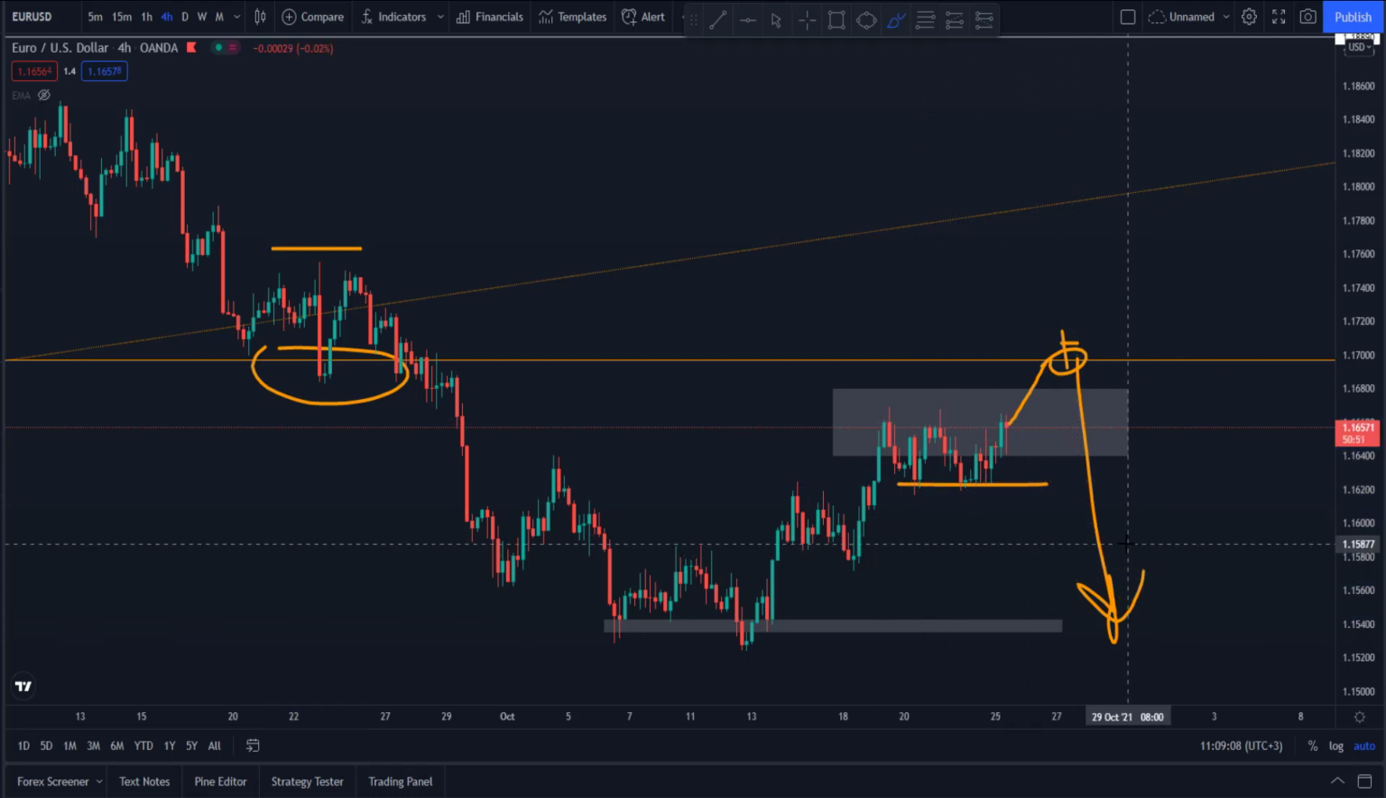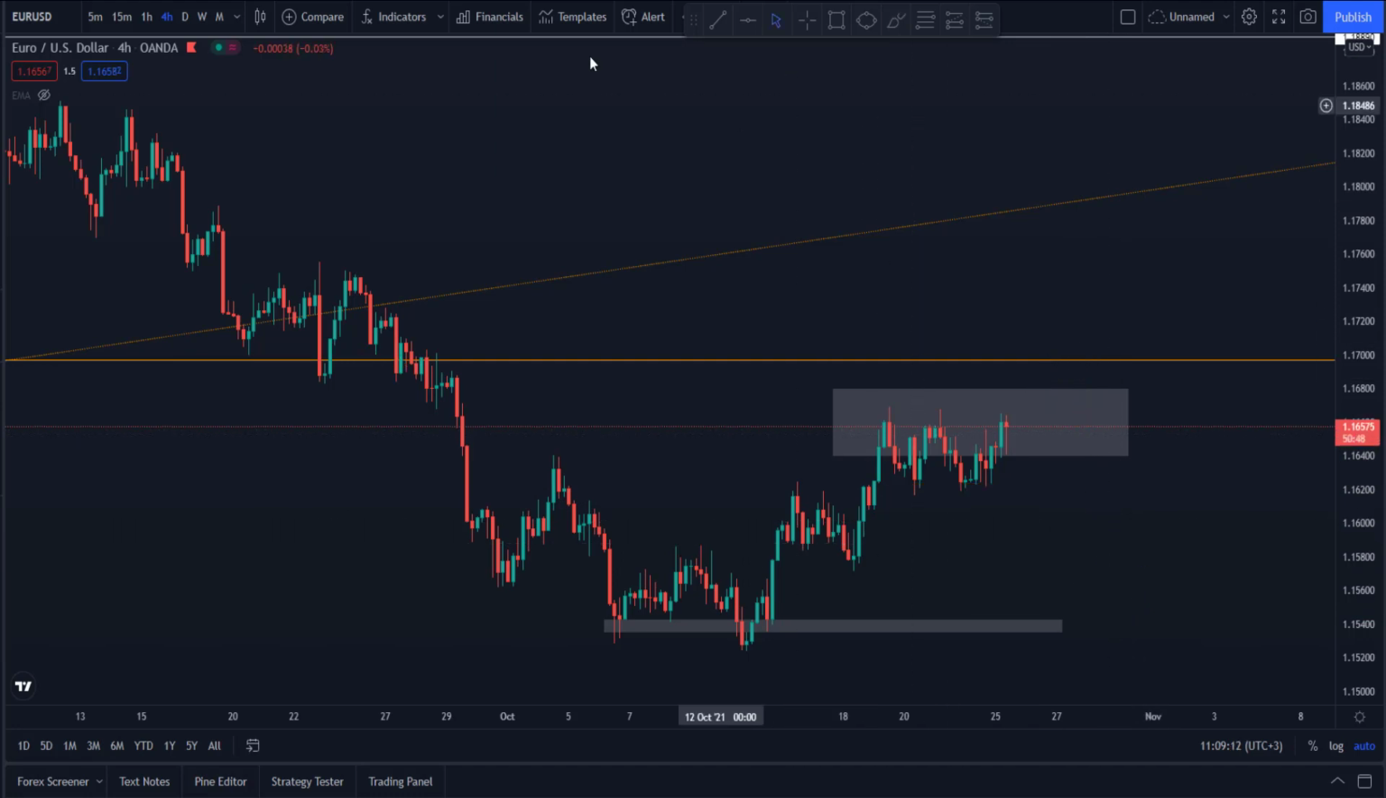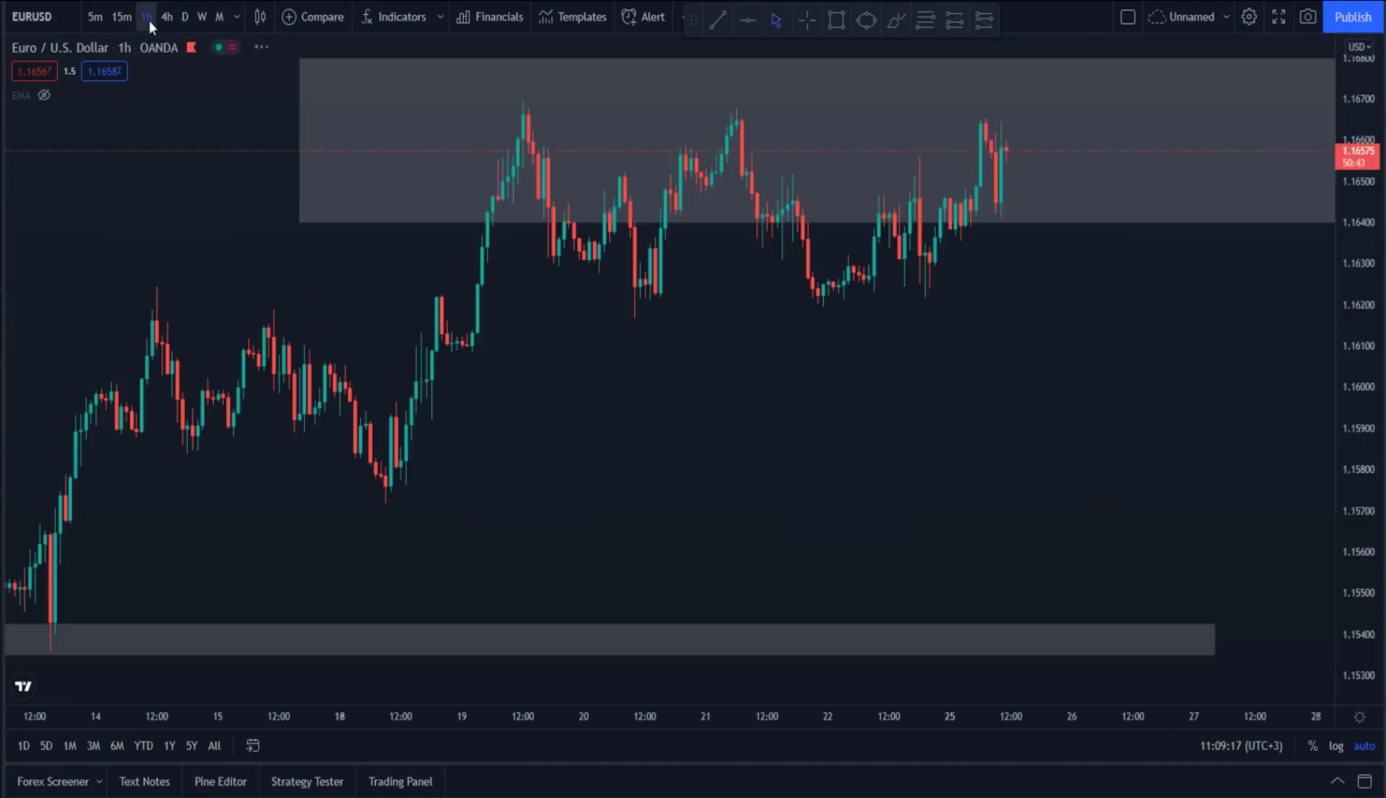Okay, so I'm going to delete all that, and we are then going to drop down to the hourly chart, and what we see here is that we've actually got a market reaction again at this level where we had a couple of previous highs. So a strong resistance up here.